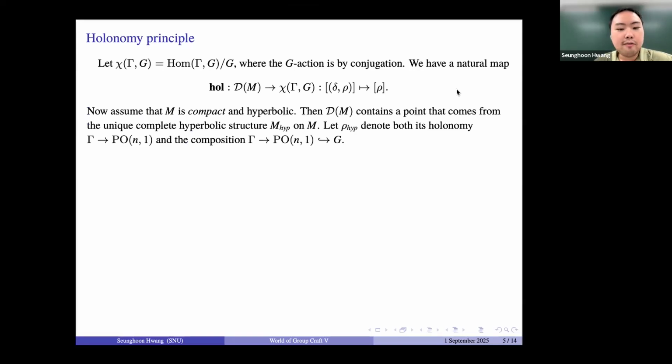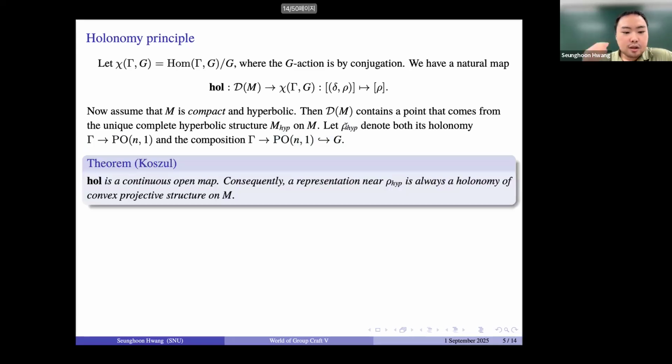And when our manifold M is compact and hyperbolic, this deformation space contains a distinguished point that comes from the unique complete hyperbolic structure on M. Let's denote the holonomy of the hyperbolic structure on M by rho hype, and its composition with the inclusion map by rho hype also. Then the work of Koszul is that this holonomy map is in fact a continuous and open map.